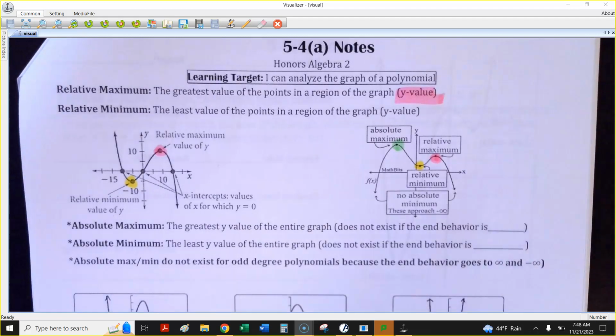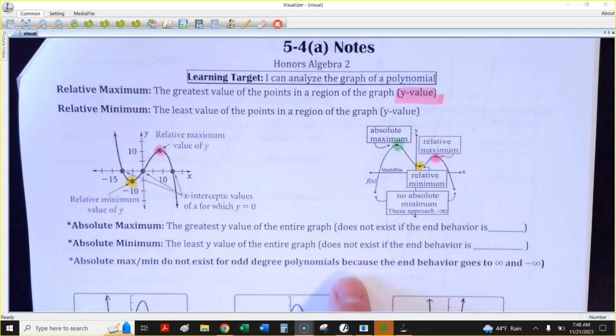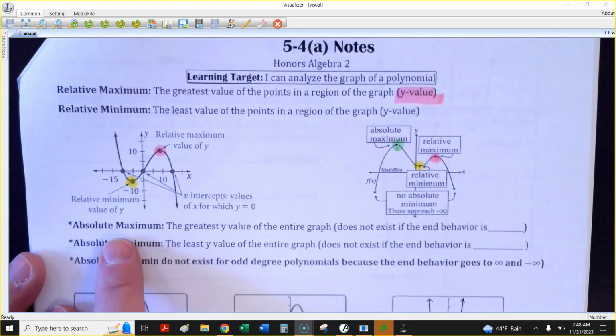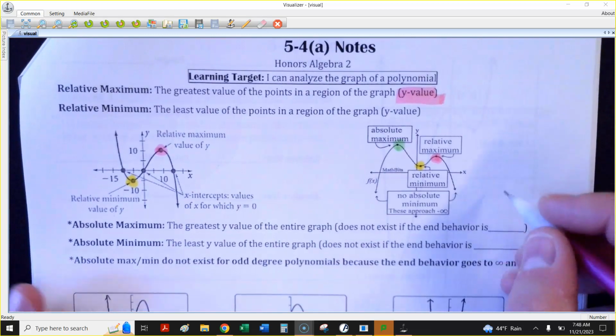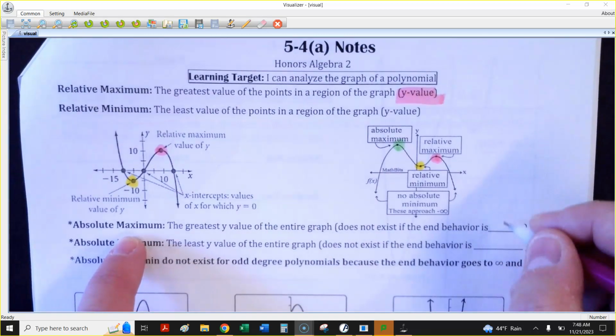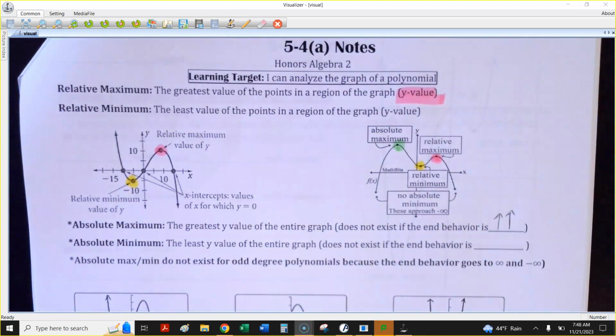Now, if you have an even, which is what I have over here, this would be a fourth degree with a negative leading coefficient, both ends point down here. Now, this has something else, which the definitions are under here: absolute maximum and absolute minimum. You can't have both on the same graph. And it says here the greatest y value of the entire graph, and it says it doesn't exist if the end behavior goes up, up. You will not have an absolute maximum if both ends go up. This graph that I have pictured does have an absolute maximum. So this is absolutely the top of the graph because both ends point down.